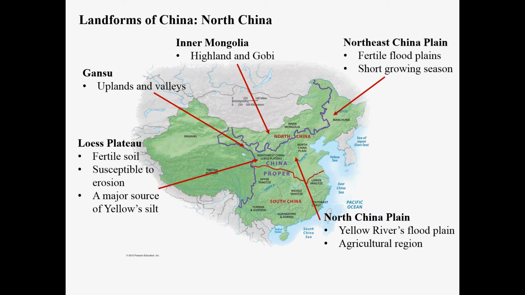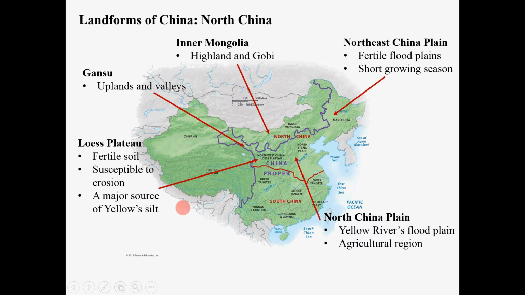Landforms of China. North China. We can divide North China into several landform regions. Northeast China Plain. This area, you have fertile floodplains of several local rivers. And also you have a region surrounded by mountain ranges here. A problem of this region is short growing season because of its northerly location.